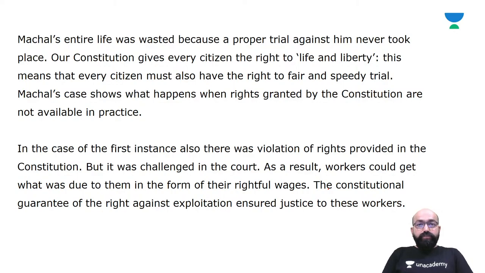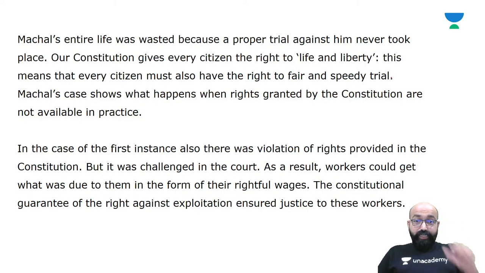Here we have covered one example. Now, the second example we are talking about. I'll summarize after completion of this example. Machil's entire life was wasted because a proper trial against him never took place. Our Constitution gives every citizen the right to life and liberty. This means that every citizen must also have the right to a fair and speedy trial. Machil's case shows what happens when rights granted by the Constitution are not available in practice. In the case of the first instance also there was a violation of rights provided by the Constitution.